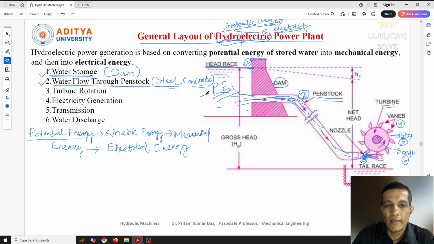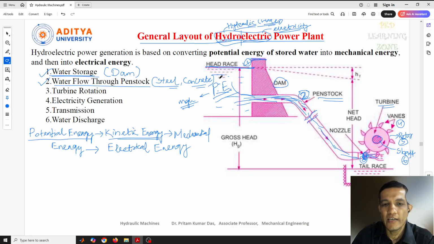So we know that the potential energy equals mgh. Here h is nothing but height, what is the head present at this point. Next, from this potential energy it is converted to kinetic energy, as I told you. First one, potential energy; second one is kinetic energy. So how is it converted to kinetic energy?